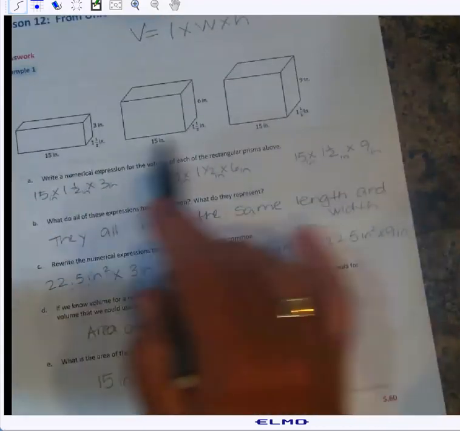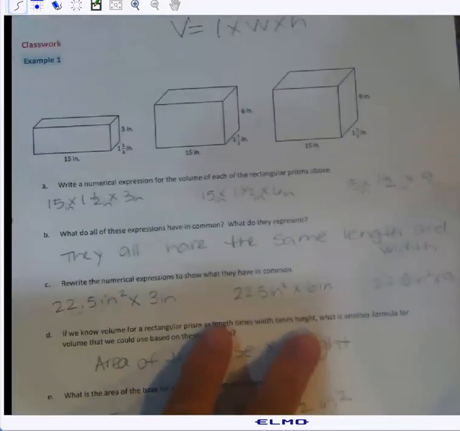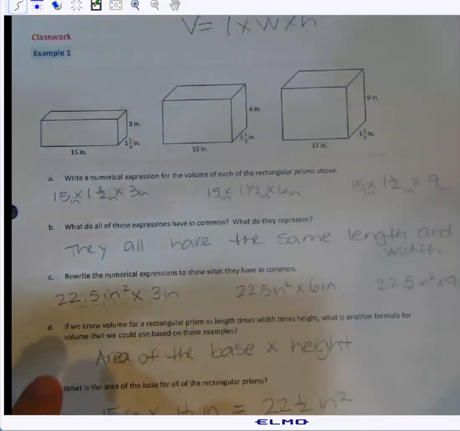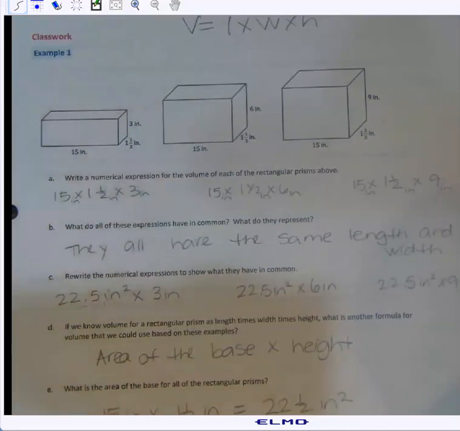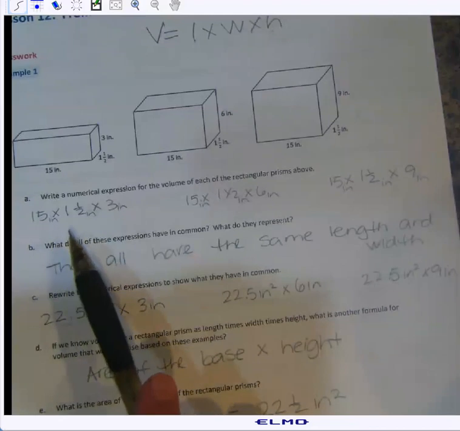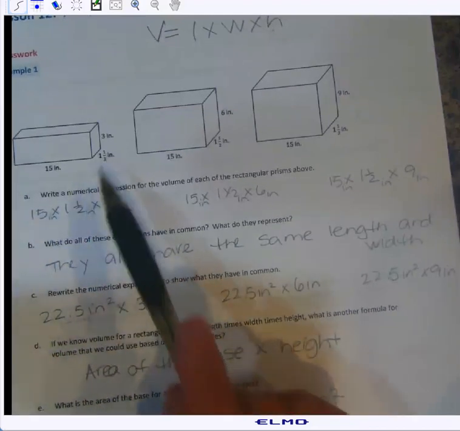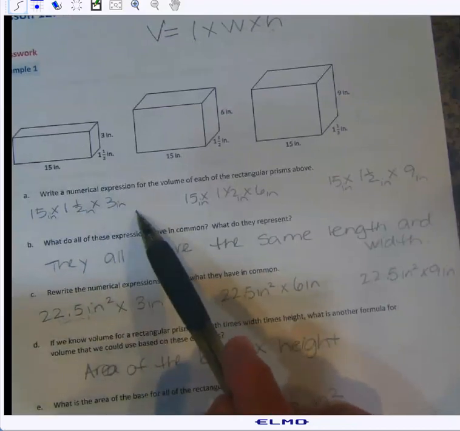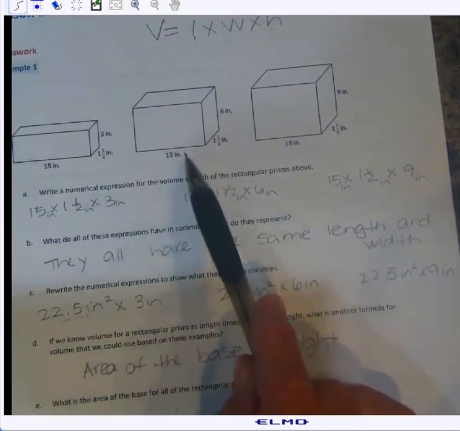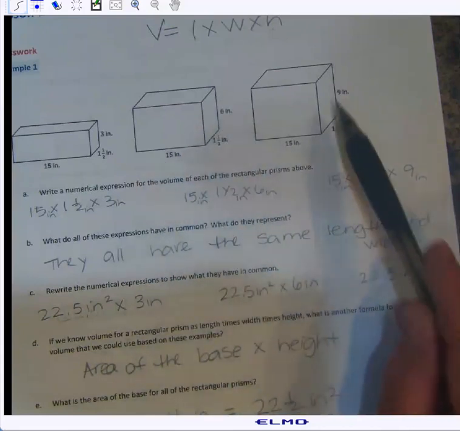So let's look at these 3 prisms right here. Maybe I should zoom in a little bit. It looks slightly blurry to me, but it says write a numerical expression for the volume of each of the rectangular prisms. So I've done that. I've just taken the length, which is 15 inches, times the width, which is 1.5 inches, times the height. Then I did the next one the same way: length, width, height.